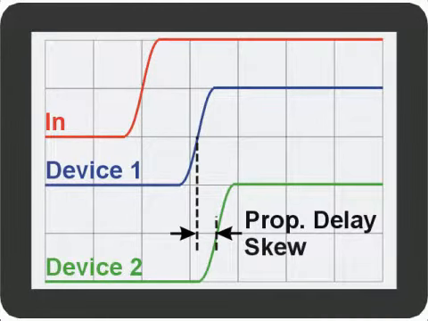Propagation delay skew is the difference in propagation delay between devices. Also important for clocked systems. It's larger than channel-to-channel skew and can be a trap for the unwary in synchronous systems. This is an area where Isoloop isolators shine.